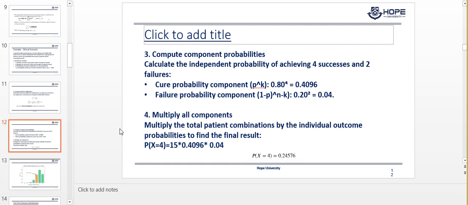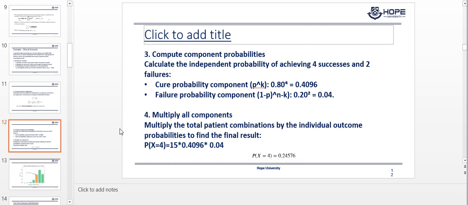The third step is to compute the component probabilities. Calculate the independent probability of achieving 4 successes and 2 failures. The cure probability component will be 0.8 to the power 4, which is 0.4096. The failure probability component is 1 minus p, or q, to the power n minus k, which is 0.20 to the power 2, equal to 0.04.